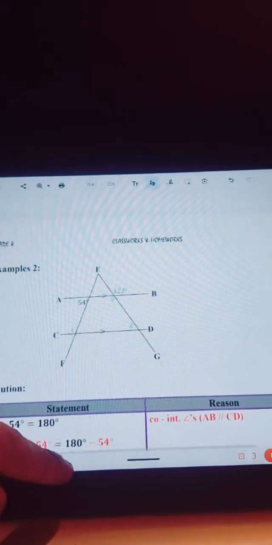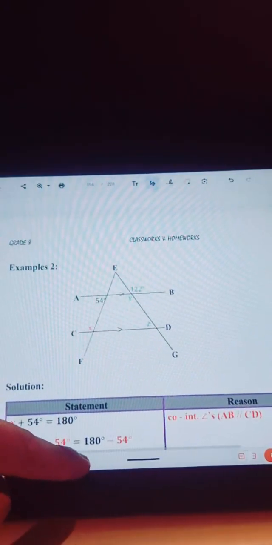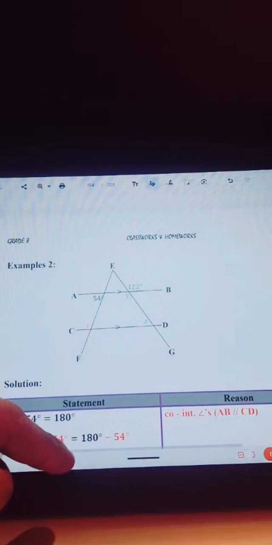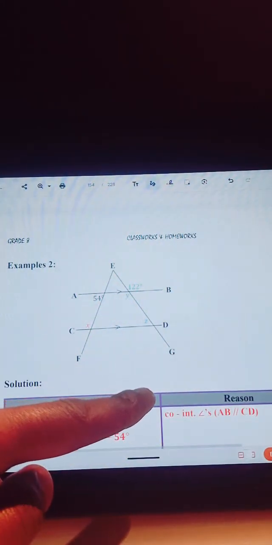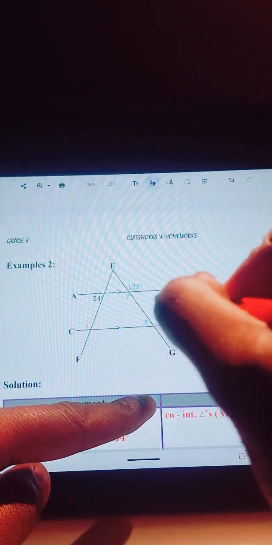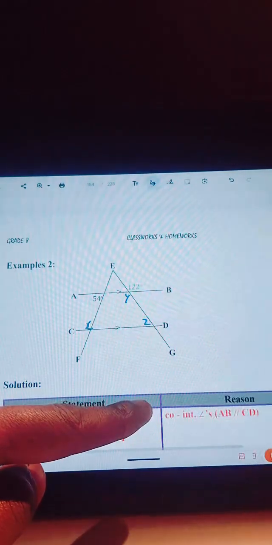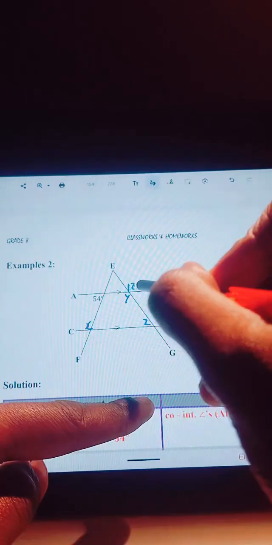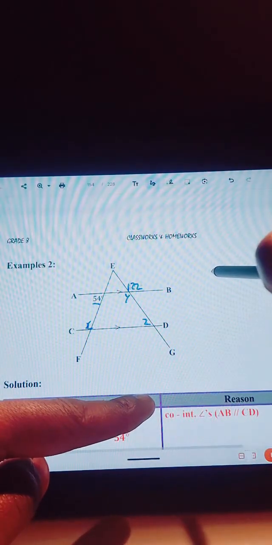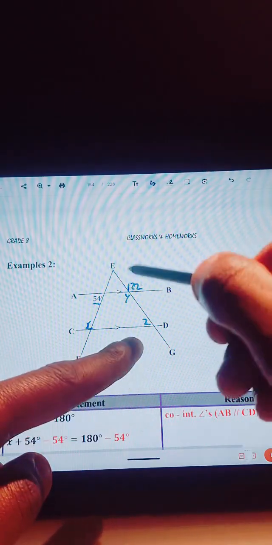Okay, here's another problem. Example 2. We have Z here, we have Y, we have X. There's 122, there's 54.